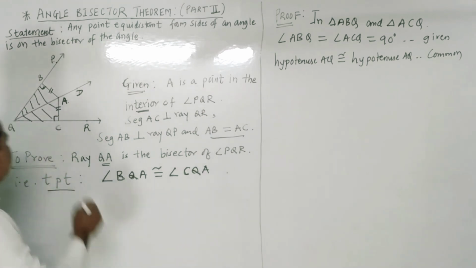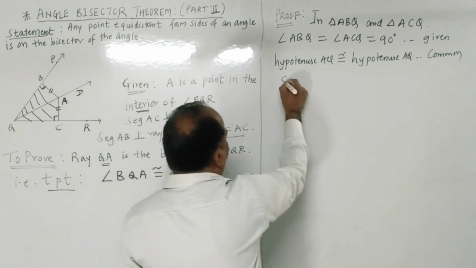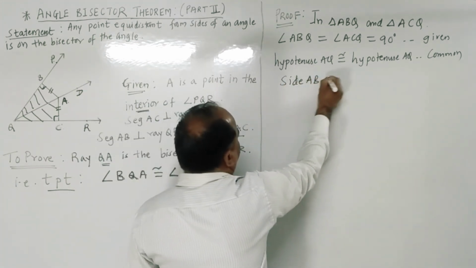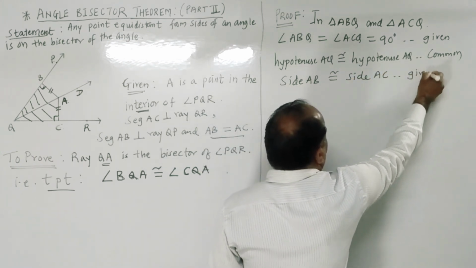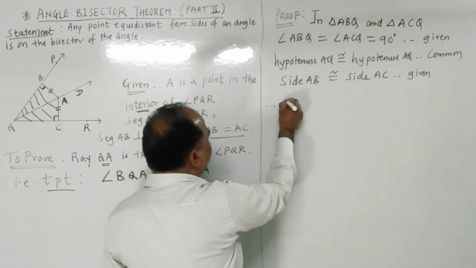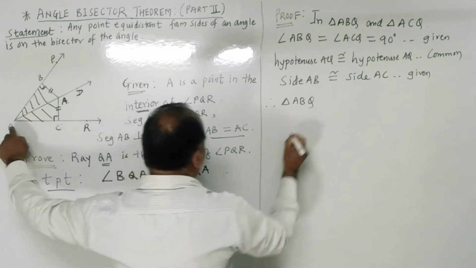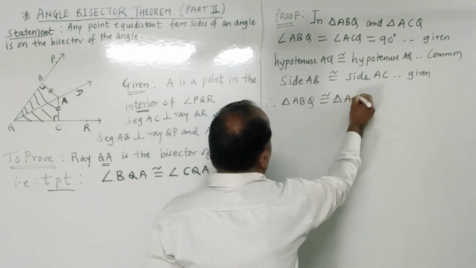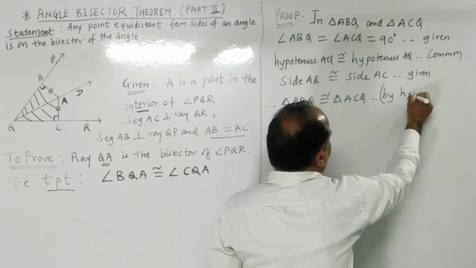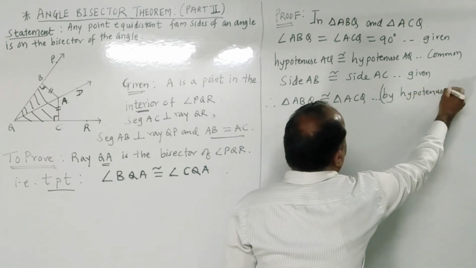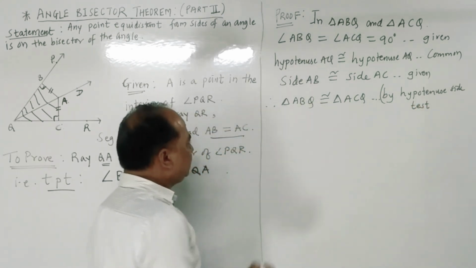Then side AB is congruent to side AC, which is given. Therefore, triangle ABQ is congruent to triangle ACQ by the hypotenuse side test. By the hypotenuse side test, these two triangles are congruent.